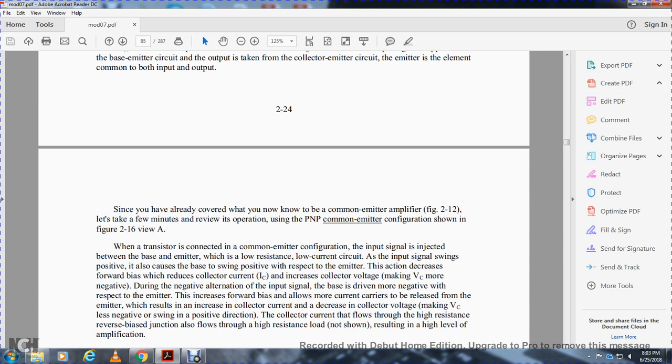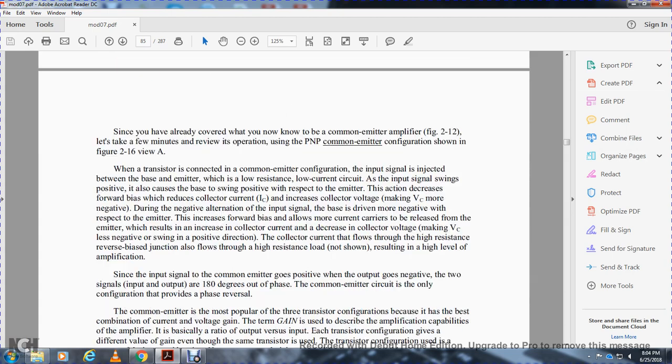As the input signal swings positive, the base swings positive with respect to the emitter. This action reduces the forward bias, which decreases the collector current and makes the collector voltage more negative. With the negative alternation of the input signal, the base is driven more negative with respect to the emitter. The increased forward bias allows more current carriers to flow from the emitter, with the result of an increase in collector current and a decrease of the collector voltage, less negative, a swing in the positive direction. The collector current that flows through the high resistance reverse-biased junction also flows through the high resistance load, not shown, resulting in a high level of amplification.